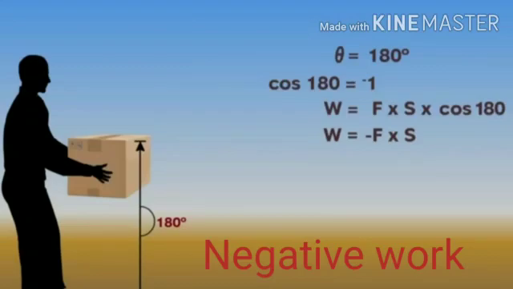Second type is negative work. In the second case, the gravitational force acts towards the center of the earth and displacement is in the opposite direction of the gravitational force. Here theta will be 180 degrees. Since cos 180 degrees is equal to -1, the work done here will be W is equal to minus F into S. Thus, the work done by the gravitational force is negative.